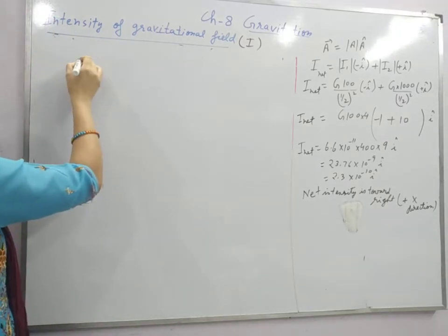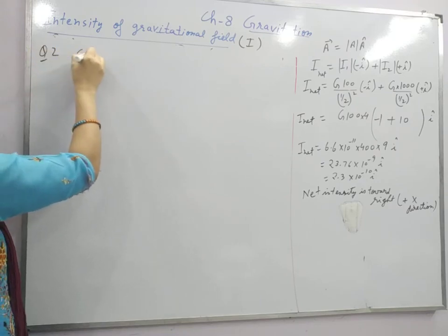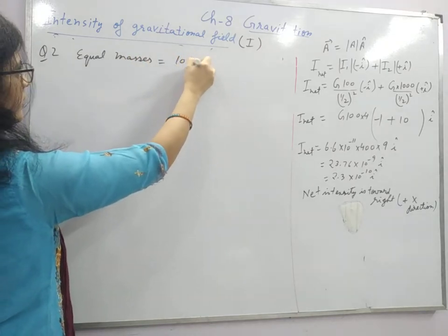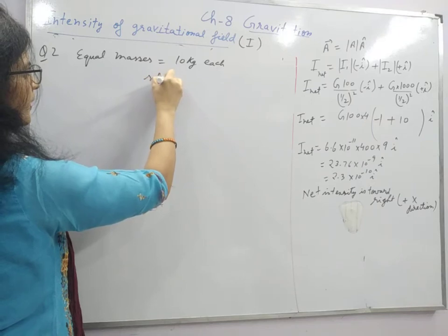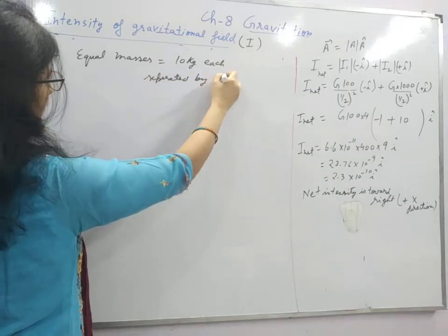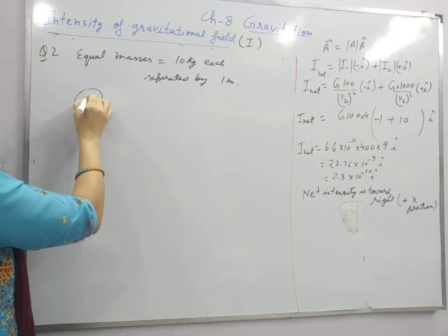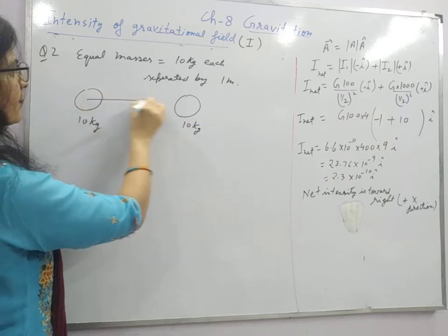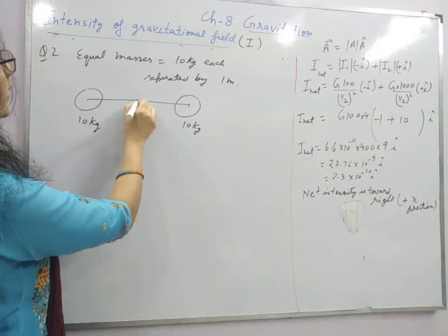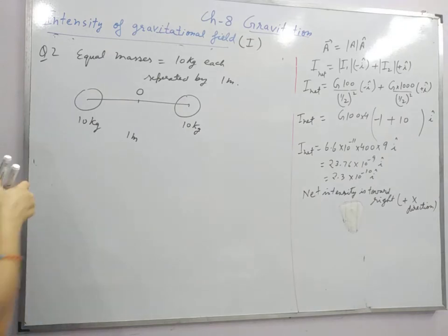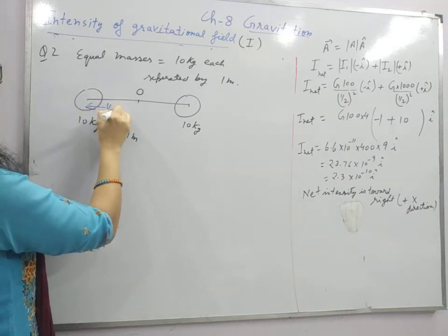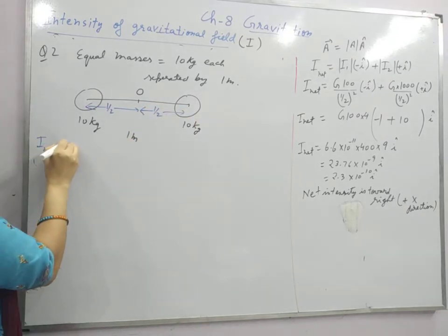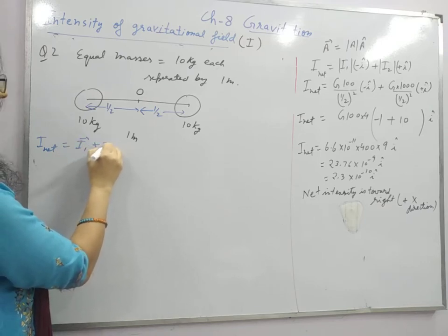So let's take this. This is equal masses, question 2. Let's take 10 kg each, separated by again 1 meter. So this is 10 kg, this is also 10 kg, separated by 1 meter. We again have to find the intensity at the center. So this will be 1 by 2, this will also be 1 by 2. So intensity net again is equal to I1 vector plus I2 vector.